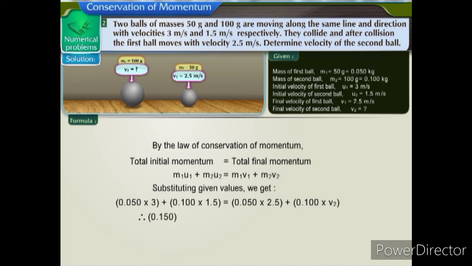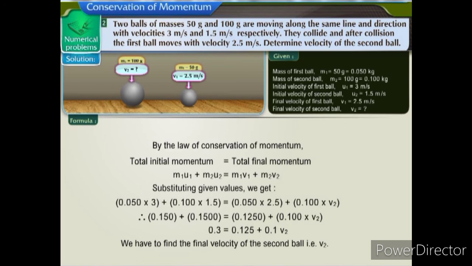Therefore, 0.150 plus 0.150 is equal to 0.125 plus 0.100 into v2. 0.3 is equal to 0.125 plus 0.1 into v2.